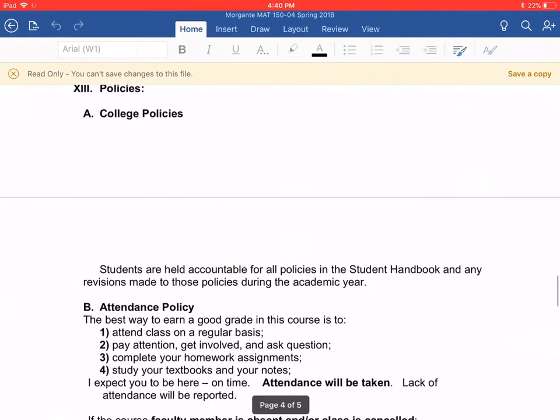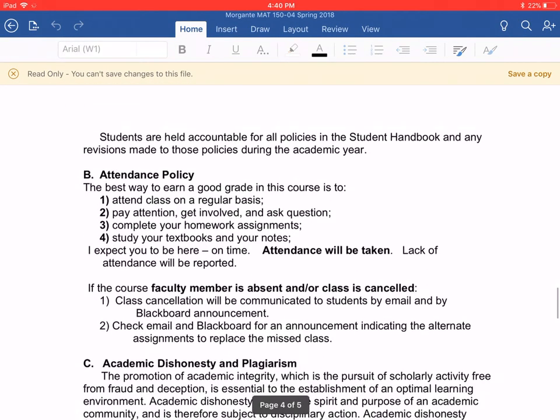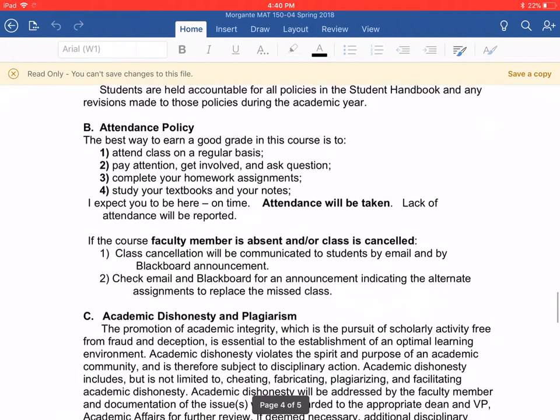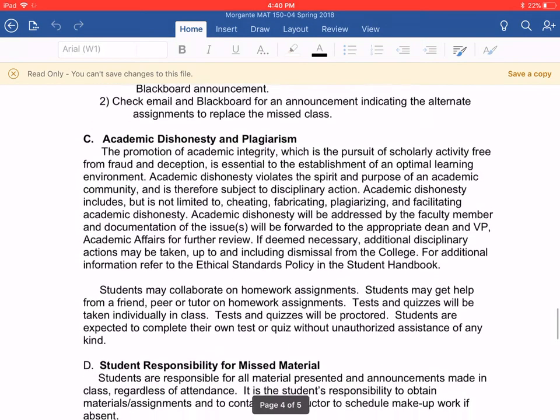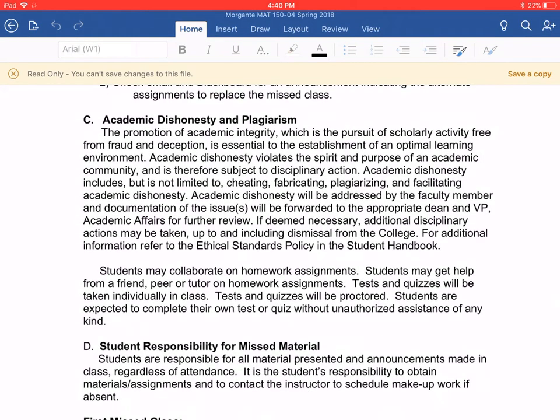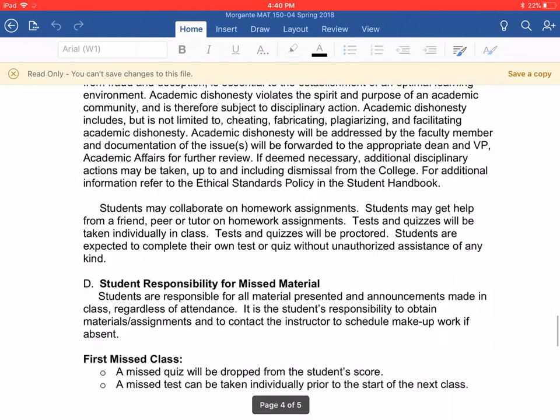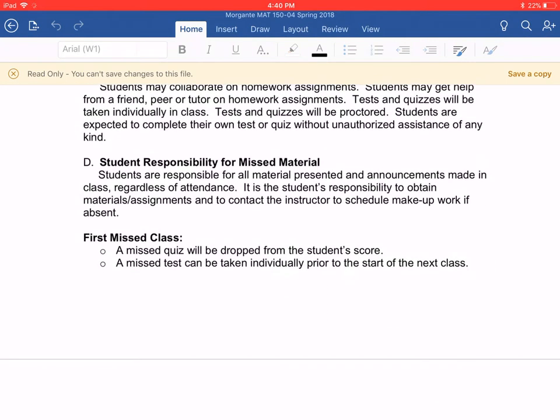For policies, attendance policy: the best way to earn a good grade is to attend class, pay attention, complete your homework assignments, and to study your textbooks and notes. Attendance will be taken and lack of attendance will be reported. You guys can read over the academic dishonesty and plagiarism. Student responsibility for missed material.